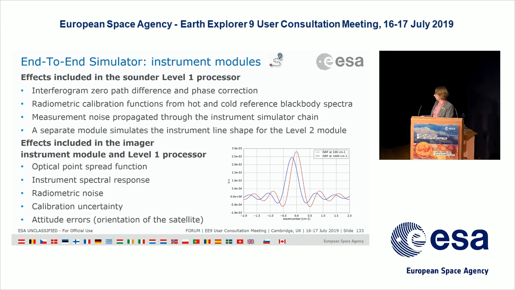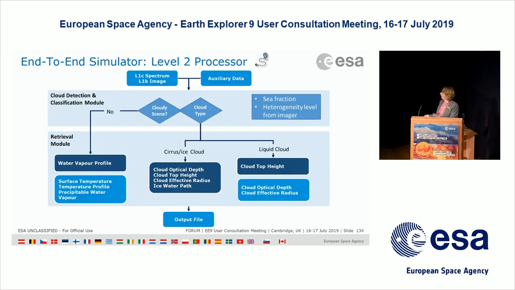And this is an overview of the level 2 processor. You have an input of the level 1C spectrum, so the sounder spectrum and the image, and some auxiliary data. The first part of that level 2 processor is a machine learning algorithm that detects whether the scene is cloudy or clear, and it also classifies the cloud type into cirrus, ice, or liquid. Depending on how that scene is classified, different paths are gone through in the processor.